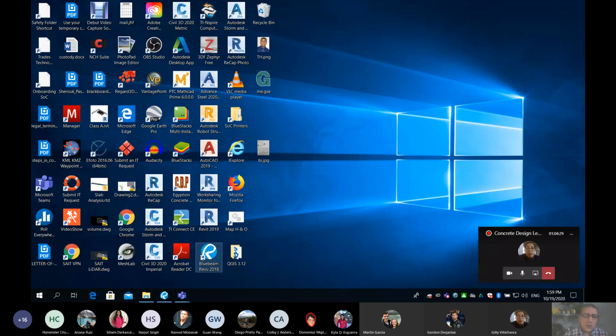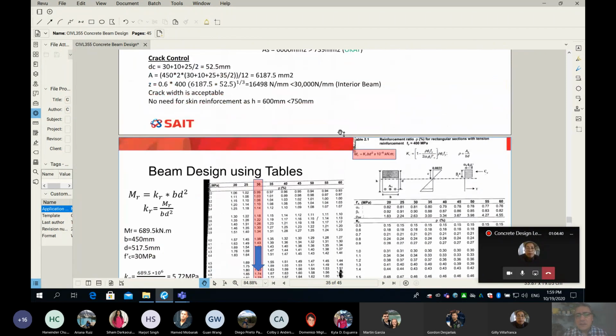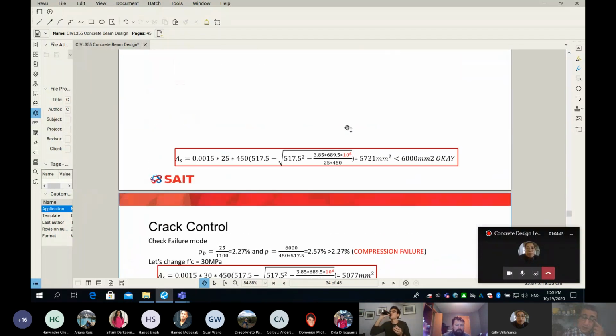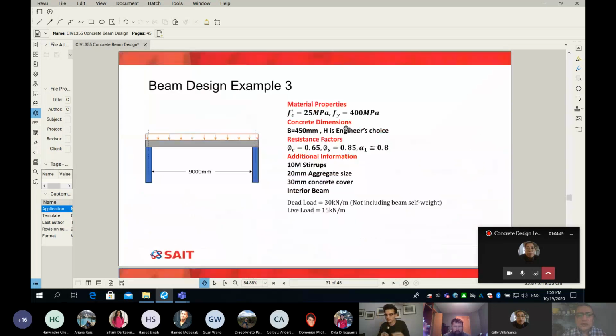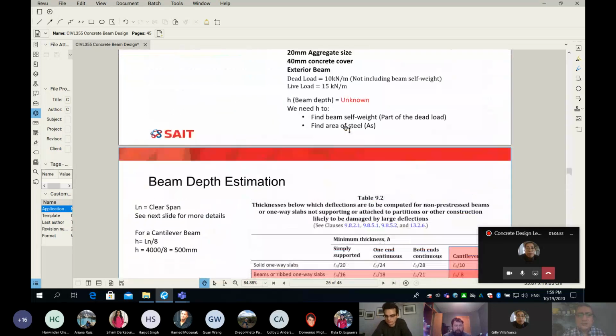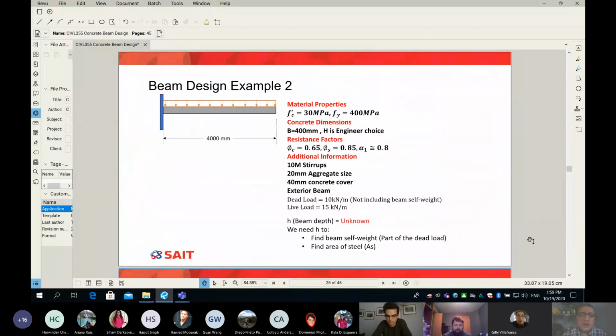And so, as I said, don't worry about question number 4. Don't freak out. By the time we get to question number 4, I'm guessing that you will be ready for it. Okay. So just going into example number 2, which is here. Example number 2 is we're trying to design a cantilever beam.